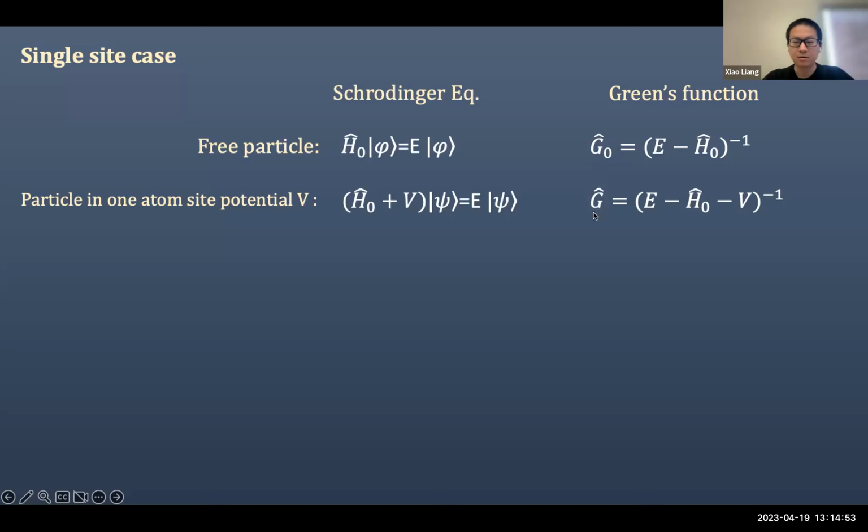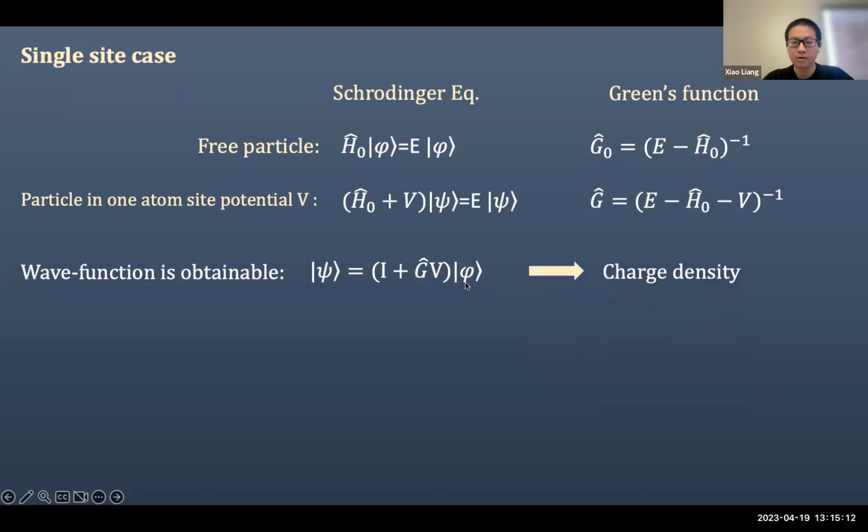When the free particle and the particle in potential have the same energy, such as the E here, we can construct the wave function in potential through the free particle's wave function. So this is the wave function in potential, and this is the free particle. With the wave function in hand, we can obtain the charge density. And this formula can be rewritten in the formulation of the single-site scattering matrix.